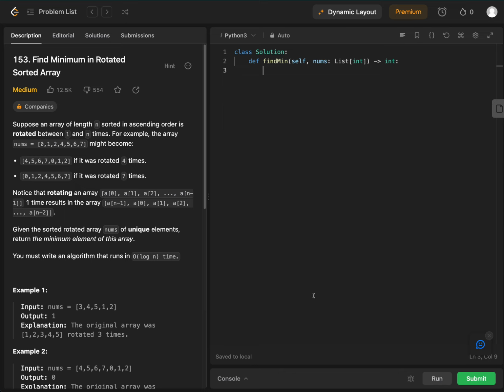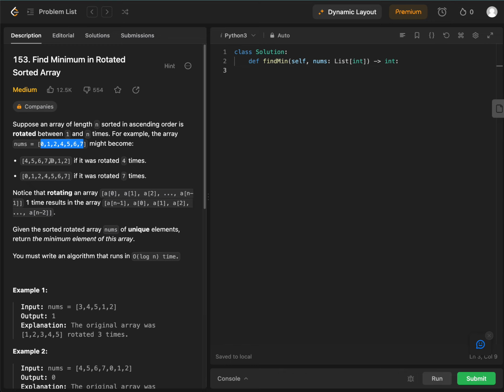The question today we are going to do is LeetCode 153, find minimum in a rotated sorted array. So we are given that suppose an array of length n is sorted in ascending order and it's rotated between 1 and n times, right? So it's just a 1D array and it's rotated a fixed number of times and it might become 4, 5, 6, 7, 0, 1, 2.